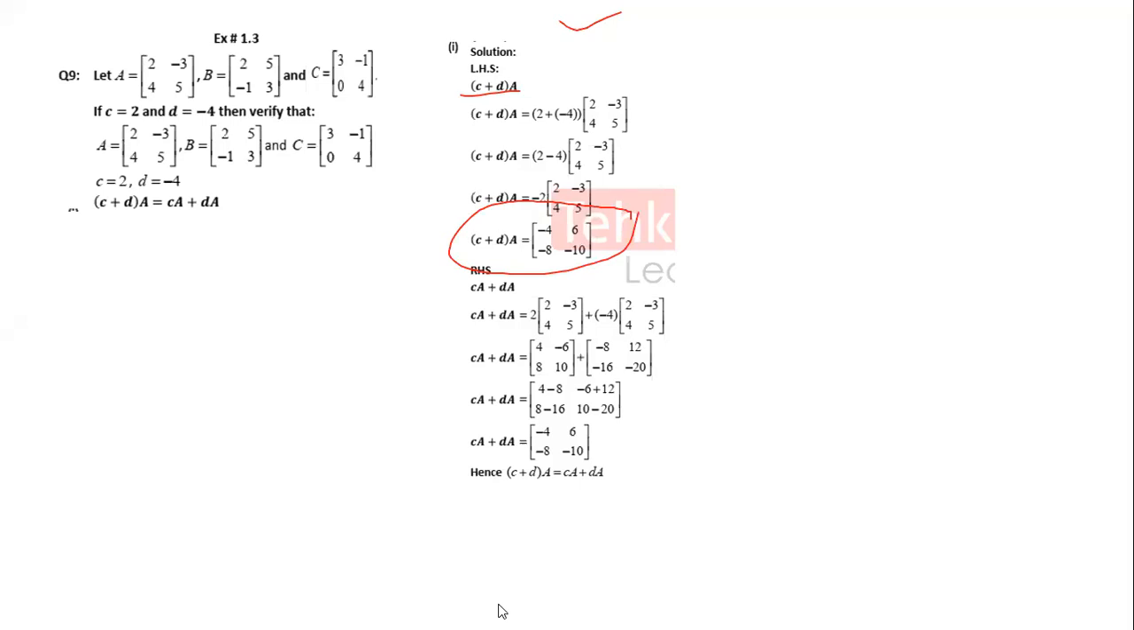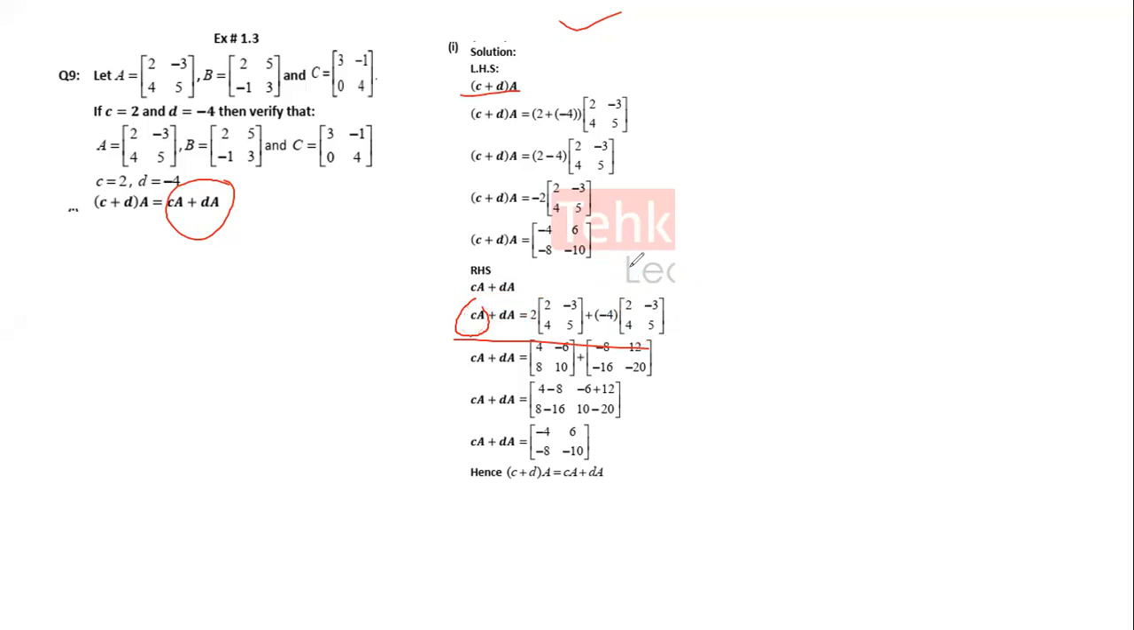So if left and right both coincide, both become equal. So it means that this is verified. By verification we mean the left hand side must be equal to the right hand side. So the left hand side is giving you the values minus 4, 6, minus 8, minus 10. Now the right hand side. Just take this one and put the values. This one is CA, C is 2, A is this one, plus DA, the value of D is minus 4, A is also there, and take that value.